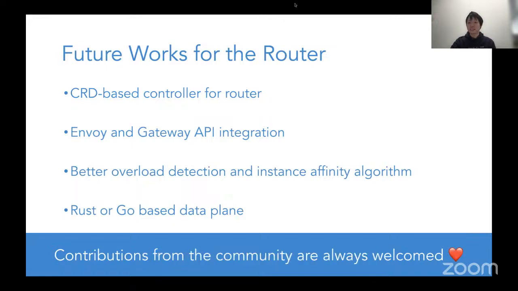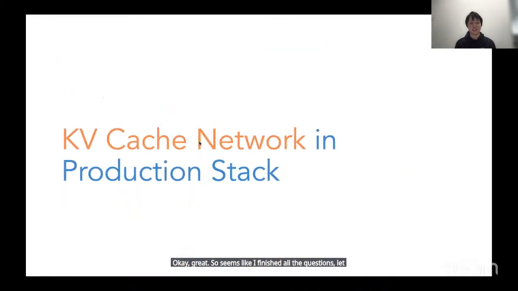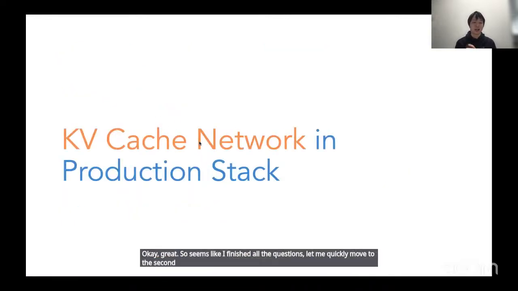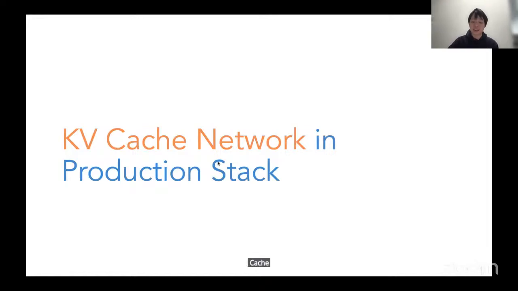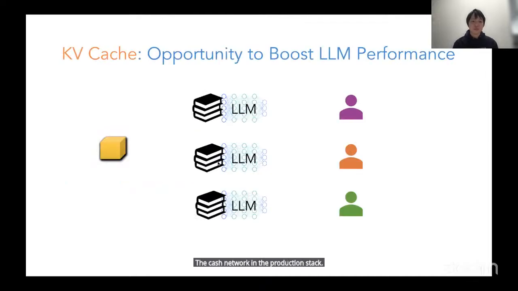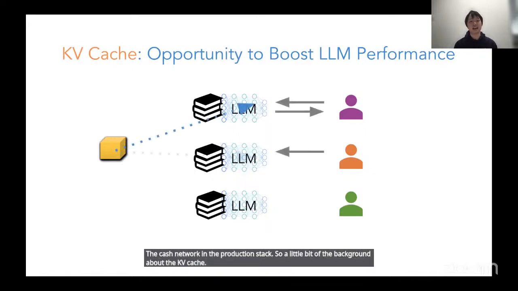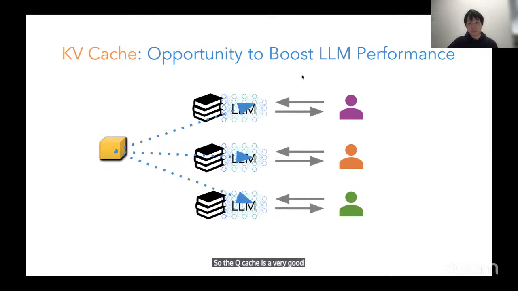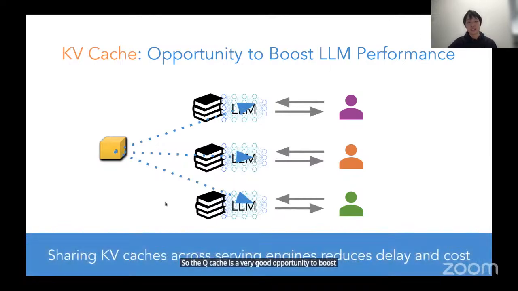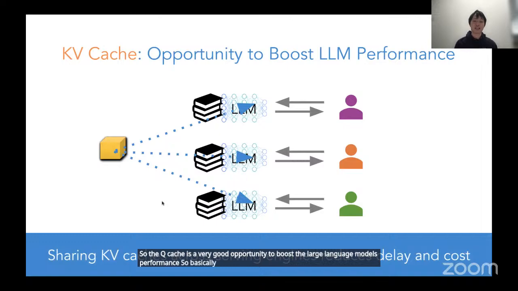Okay, great. So it seems like I finished all the questions. Let me quickly move to the third part, about the KV cache network in the production stack. A little bit of background about the KV cache: it is a very good opportunity to boost large language model performance. Basically, if we can share the KV cache across different serving engines, it can reduce the delay and the cost.